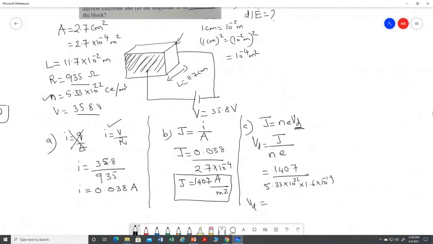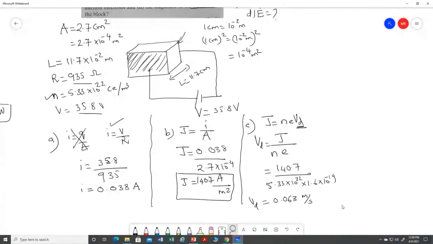0.016. What's the third digit? 4. Okay, 0.0164, and the unit is meter per second. Clear? Whatever it may be, you can just use that. Okay, no problem. I can write 0.0165 meter per second, because the unit for speed is meter per second. Clear? What is our last question?